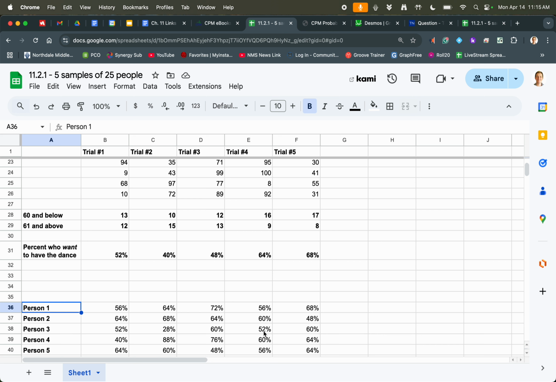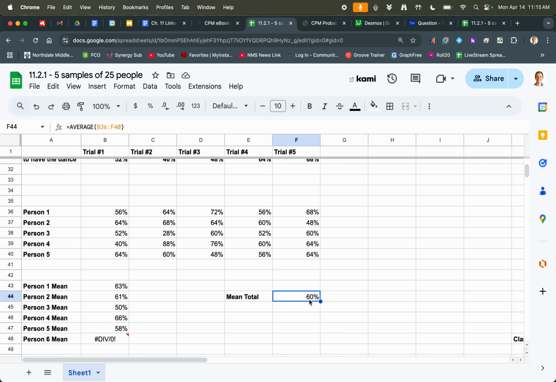Person three, person four, person five. I didn't end up doing it for the whole class just because that'd be a ton of lines. Then I went and found the total means of just these five sets of data. You can see here that I was thinking about doing more, but I decided F5 is enough. And notice that the mean total of all of these means is hitting that 60 number.